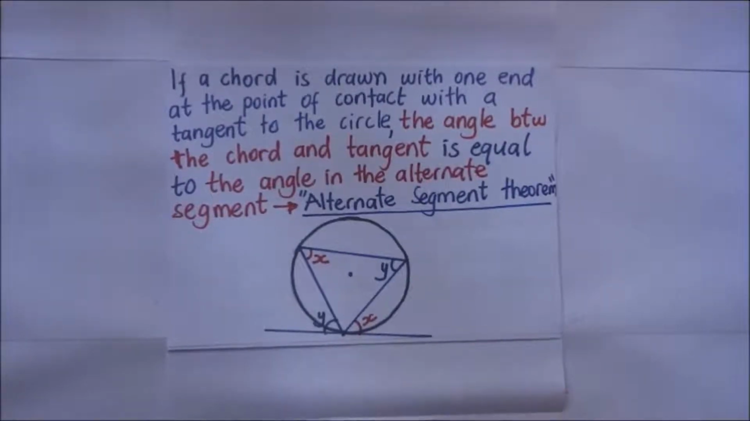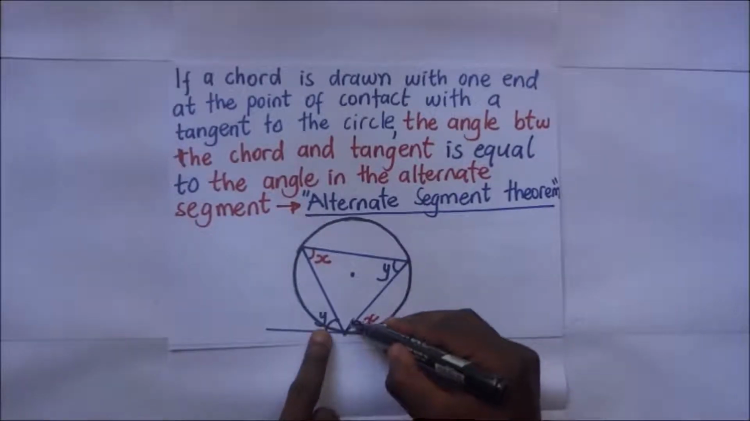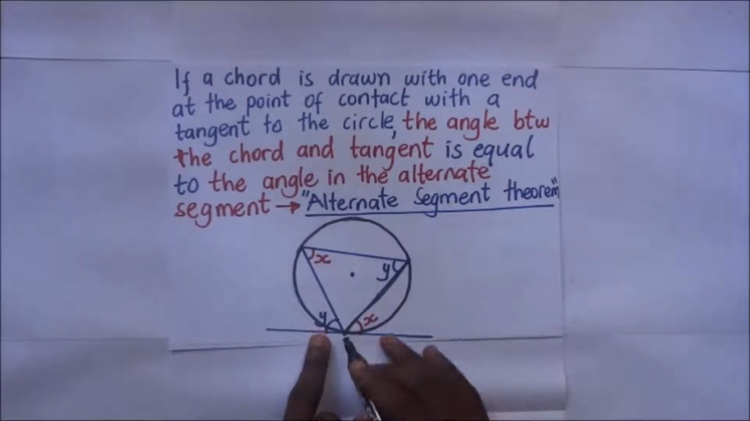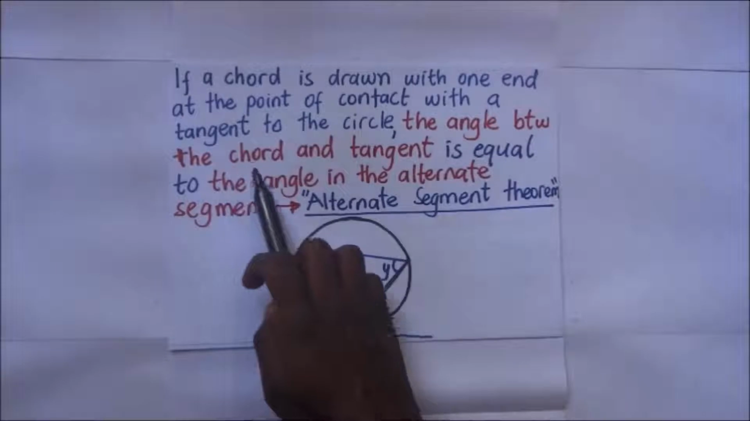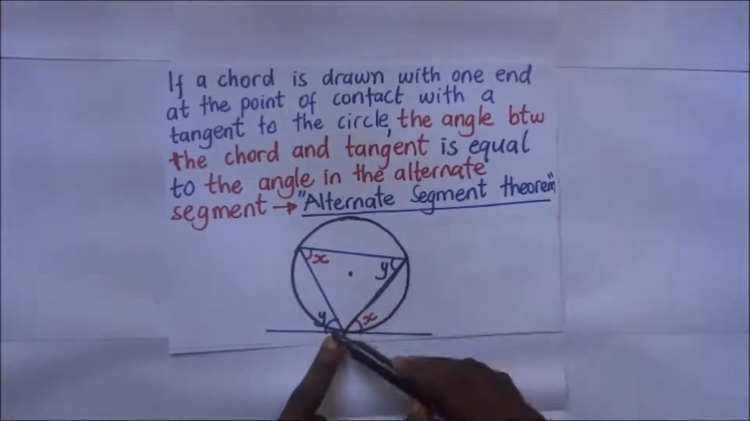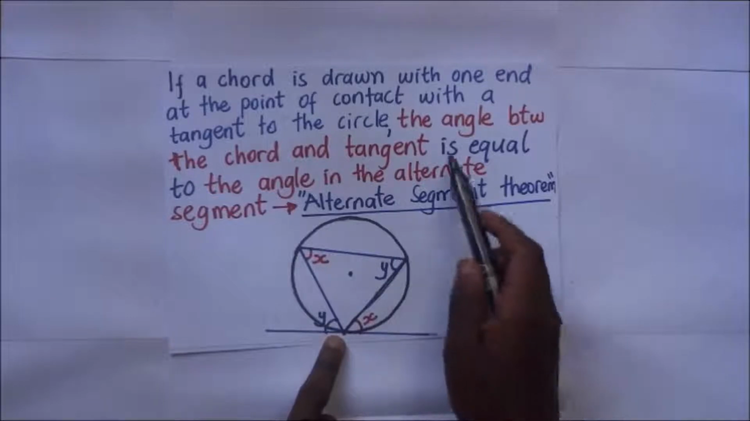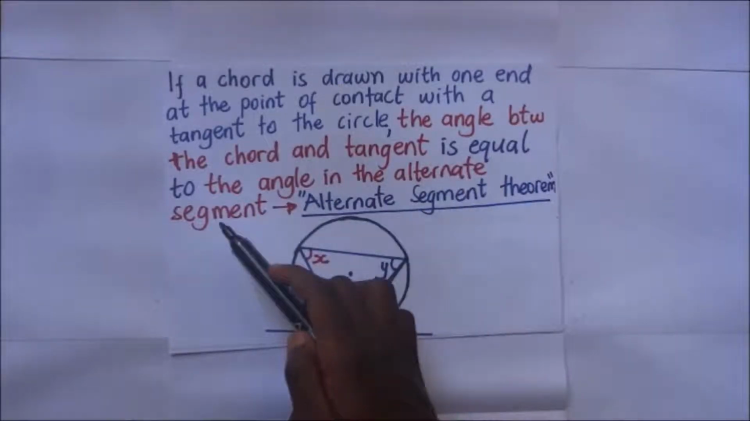Now, remember we said that when a chord divides a circle into two, we get what we call segments: the major segment and the minor segment. Here we are looking at the alternate segment theorem, and it simply states that if a chord is drawn with one end at the point of contact with a tangent, this is the chord we are talking about, then the angle between the chord and the tangent, which in this case is x, is equal to the angle in the alternate segment.